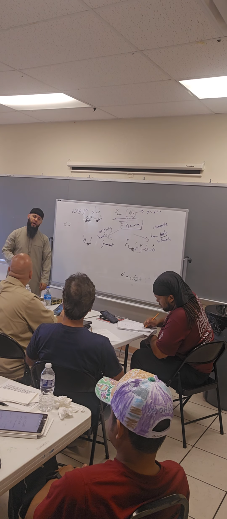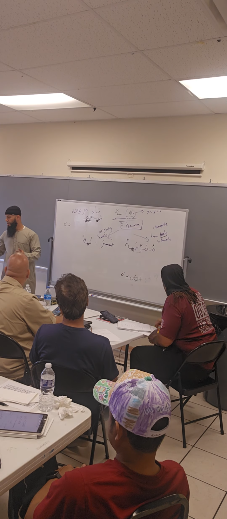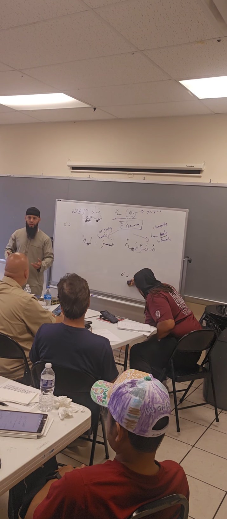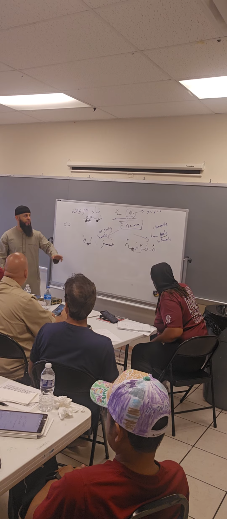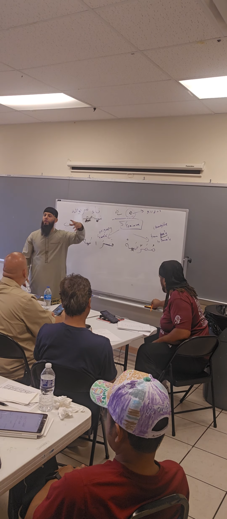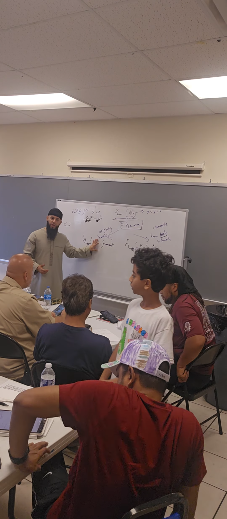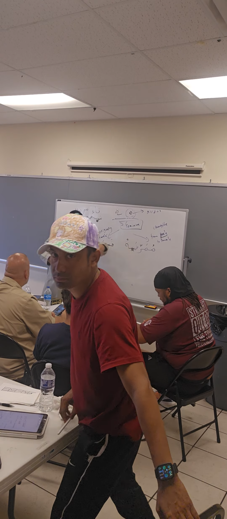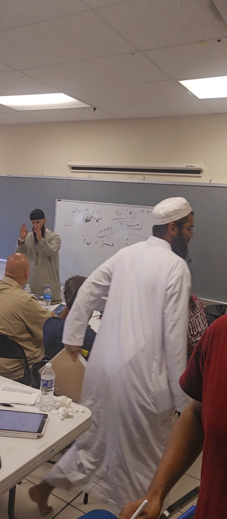So today we talked about al, the lunar, and then al, the solar. It's a definite article. And then we talked about the ta marbuta that we add. Sometimes it's already there, or sometimes we add it to the word to change the gender, to know that it's a female.